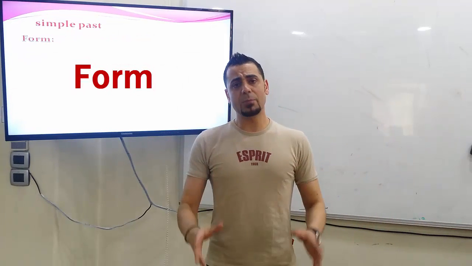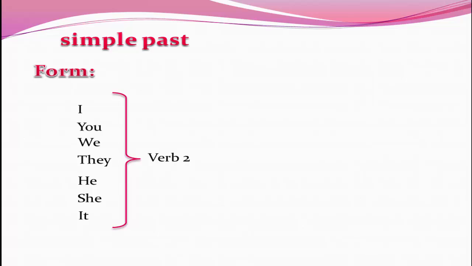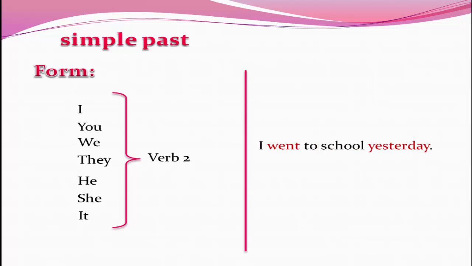Now, let's speak about the form of the simple past. What is the form of the simple past? The form of the simple past is very normal, like any other tenses in English. You start with the subject. After the subject, we don't use verb 1, we use verb 2. So subject and verb 2. For example, I went to school yesterday. You studied English last week.